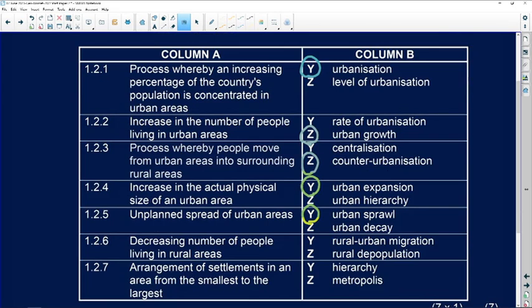1.2.6, the decreasing number of people living in rural areas. The correct answer is rural depopulation. Now, rural depopulation is a consequence. The consequence for rural depopulation is rural-urban migration. Once again, like I've mentioned earlier, it's because of the pull and push factors that we experienced.